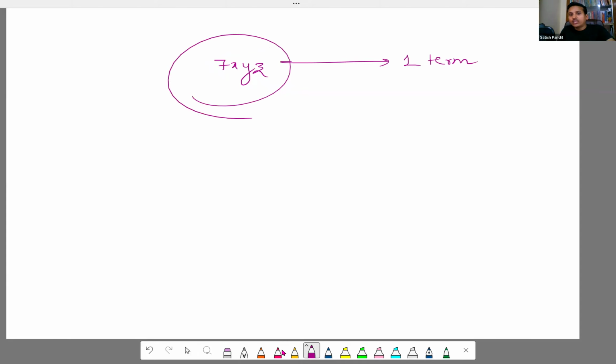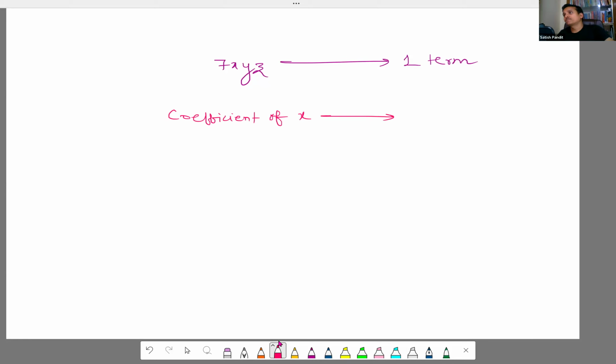Now in this one, can you all tell me the coefficient of x in the chat? No, not everybody's right. Most of you are right, some of you are not. No problem. To find the coefficient of x, we have to go to the term which contains x. This is the only term available. Remove x. What will be left? 7 will be left, y and z will also be left. So the coefficient of x is 7yz.